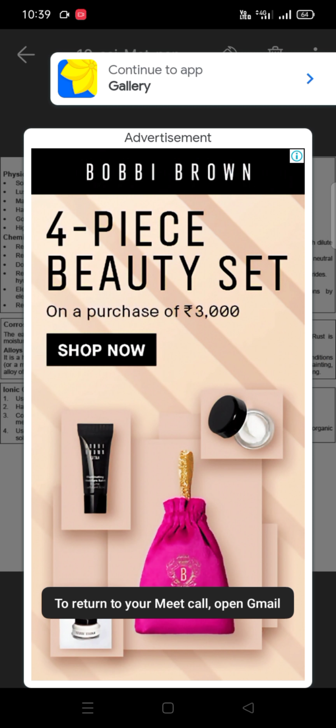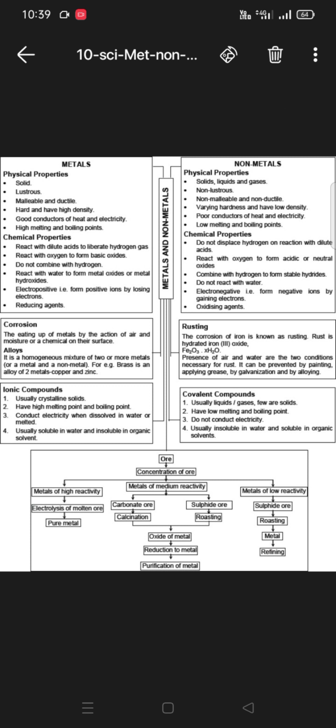Okay, fine. This is the introduction of the chapter. If you observe this whole thing, it's the complete chapter 3. In this chapter, we are going to study metals and non-metals, which we have already studied, the physical properties of metals and chemical properties of metals. Also, we are going to see the physical and chemical properties of non-metals. And then we are going to study the corrosion process, which we have already studied in chapter 1, but again, because it is related to metals, we are also going to study it in this chapter.